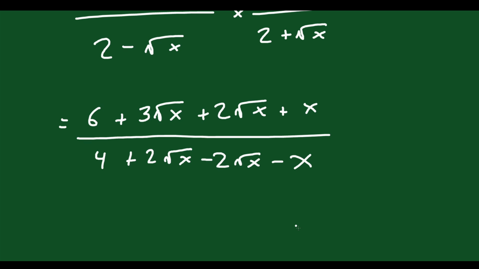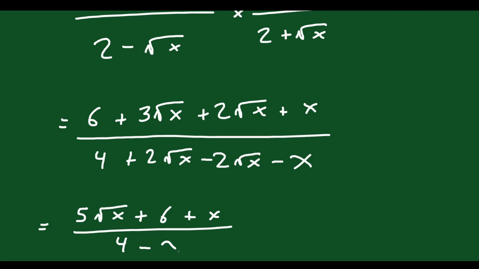Collect like terms. On the top, you'll have 5 root x plus 6 plus x. And on the bottom, you'll just have 4 minus x, right? Those cancel out. And that's it. That's your final answer.